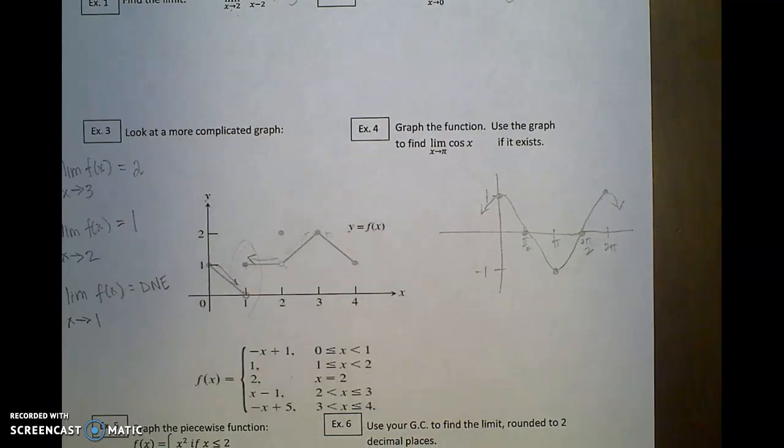Hi, good morning. This is the e-learning lesson video on limits. We're going to finish up the last three examples from the notes from Wednesday.